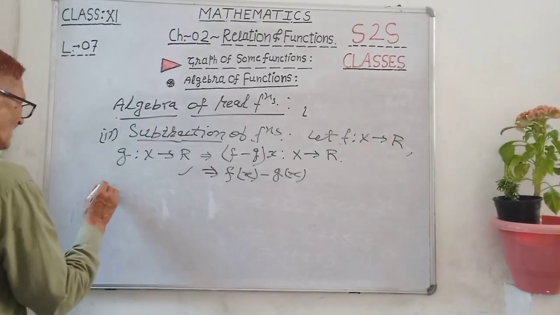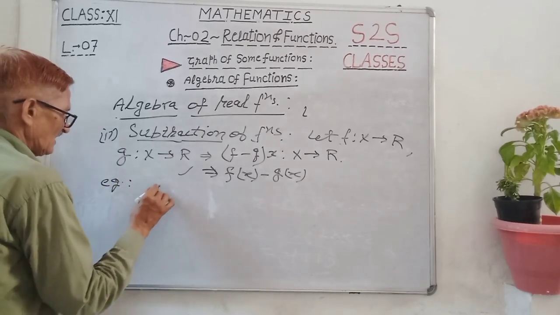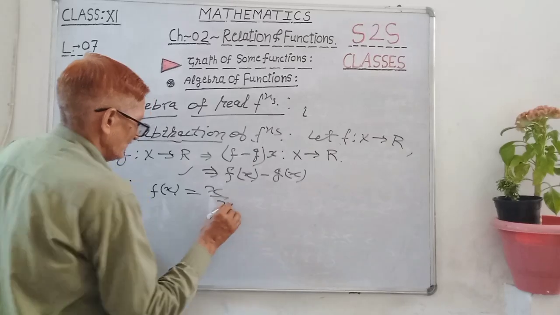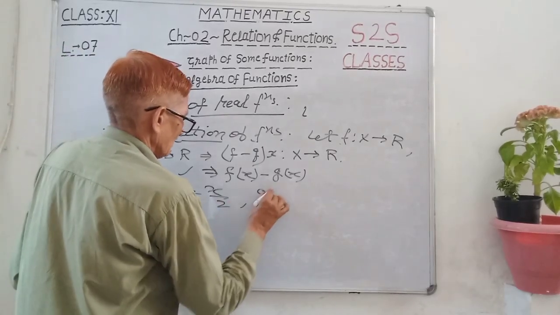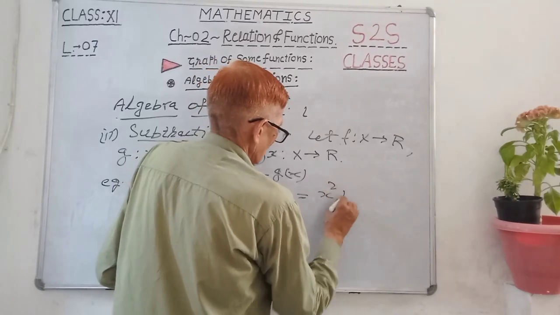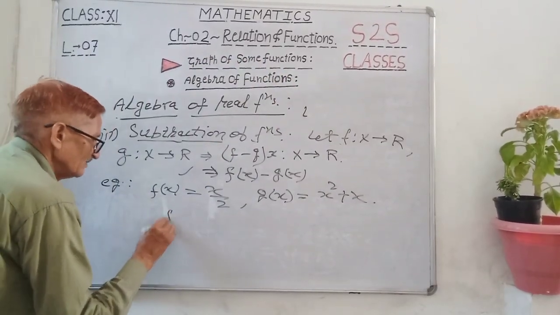So the same example you can take. Any example: if f(x) is equal to x upon 2, g(x) is equal to x square plus x, then what will be?